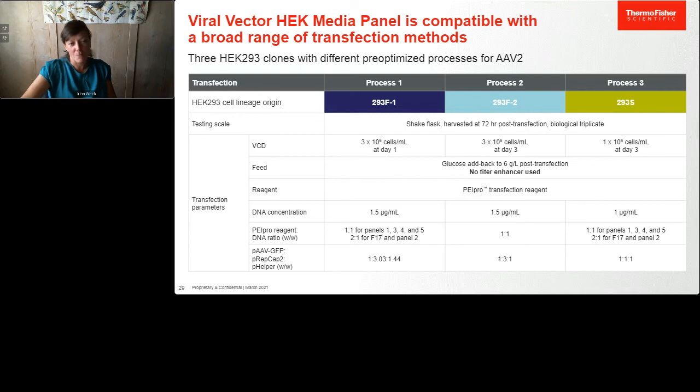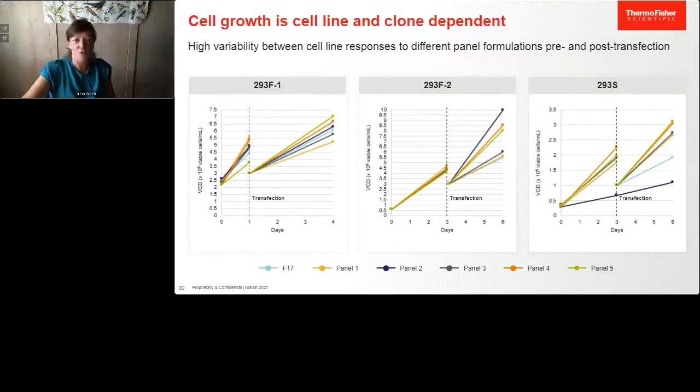So keep everything in mind because I'm going to move over to the results. These graphs show viable cell densities pre and post-transfection. And that data already proves the high variability I mentioned between the 3 tested cell lines and how differently they respond to the different panel candidates. That's quite obvious. Post-transfection viability was high for all conditions with different growth profile in each media.